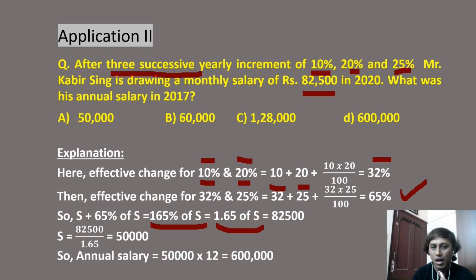165% is 165 by 100, 1.65, and that is equal to 82,500 given, right? So now we need to calculate the previous salary. So previous salary must be 82,500 by 1.65, which is 50,000, right? And we need to calculate the annual salary. This is the monthly salary, right? So multiply by 12 months, which is 6 lakh. Clear?